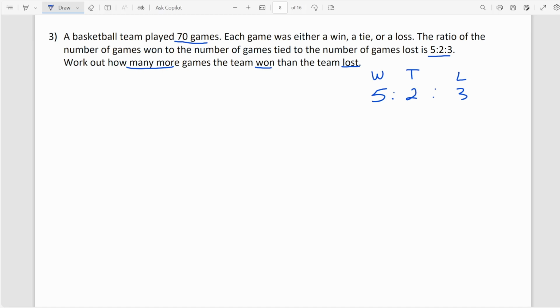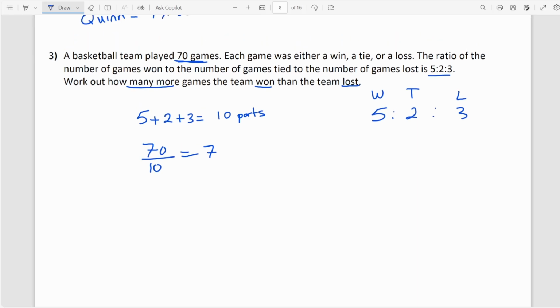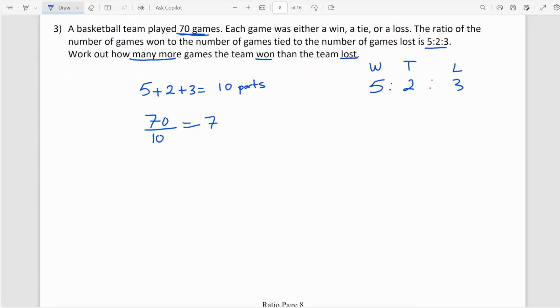In order to do that, again, we need to know how much one part represents. Now we have 5, 2, and 3. I will go ahead and add them. So 5 plus 2 plus 3 gives us 10. So we have 10 total parts. Now what are we dividing? We have a total of 70 games. So we'll divide 70 by 10. This gives us 7. So each part represents 7 games.